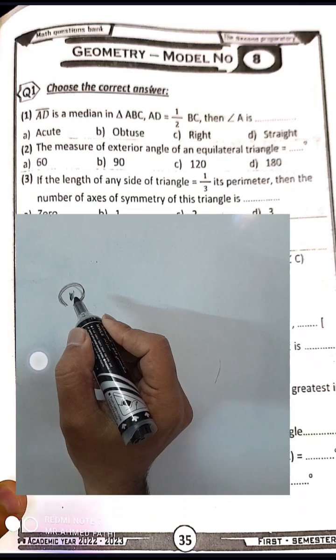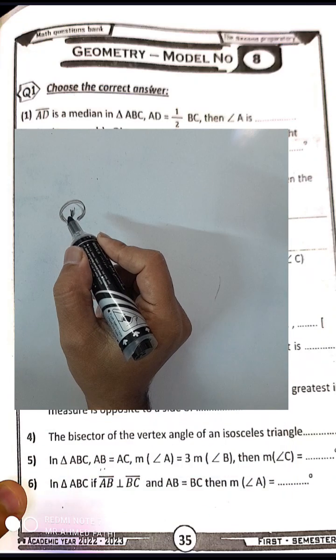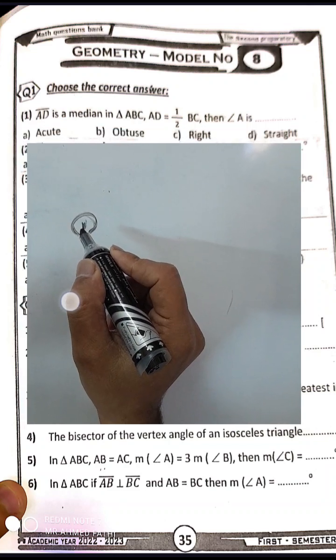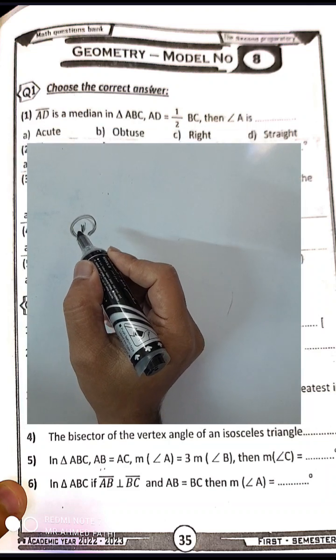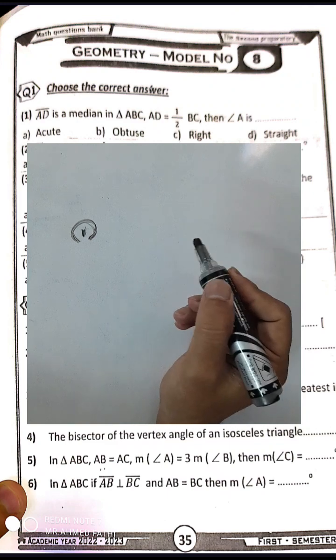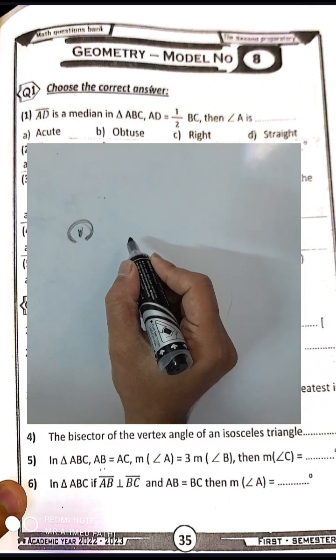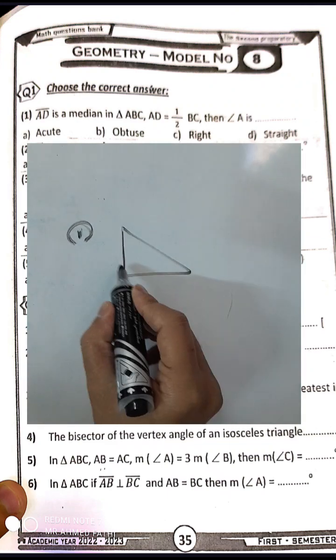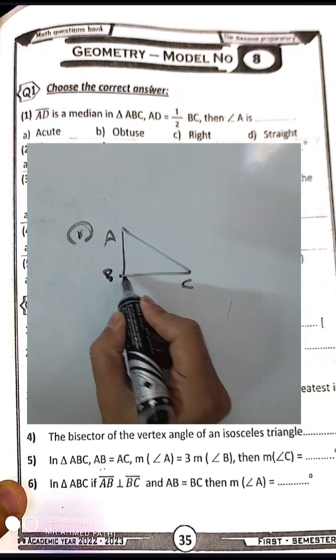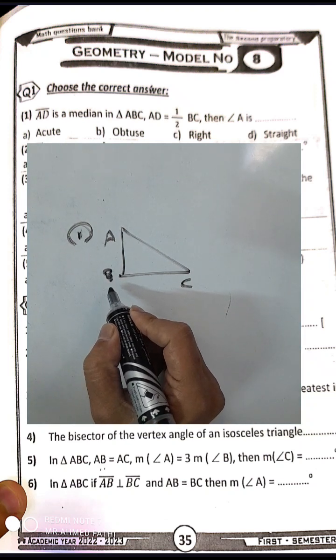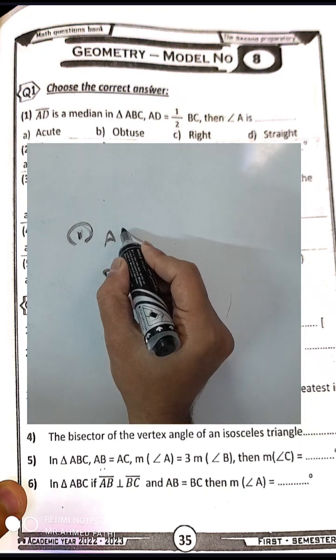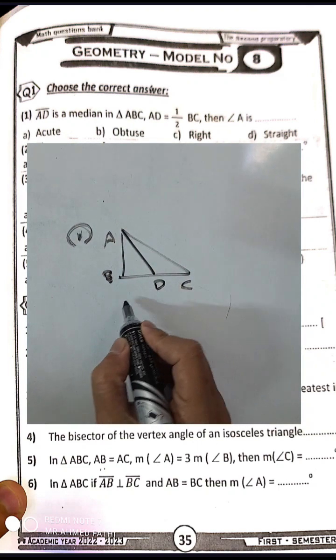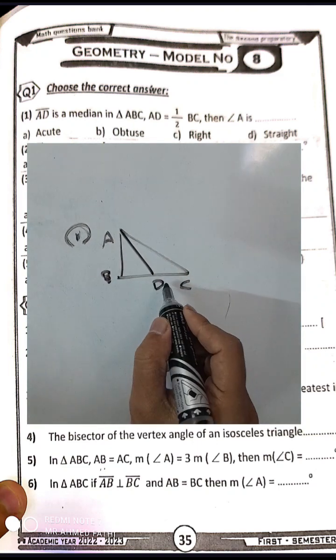ED is the median in triangle ABC and ED is half of BC. Then the measure of angle A equals what? We have triangle A, B, and C, and ED is the median, and ED is half of BC.